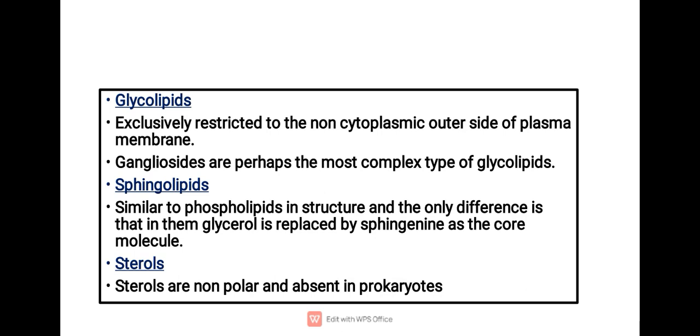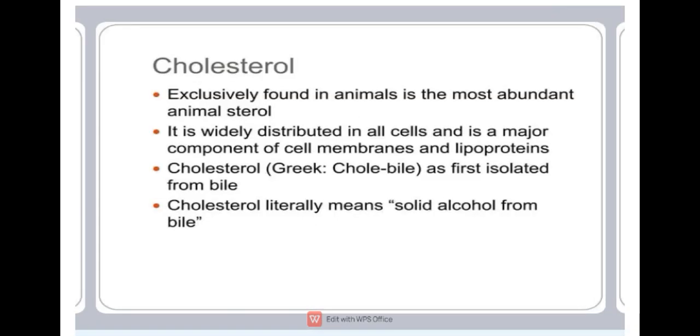When we learn about glycolipids, they are exclusively restricted to the non-cytoplasmic outer side of the plasma membrane. Gangliosides are perhaps the most complex type of glycolipids. Sphingolipids are similar to phospholipids in structure, and the only difference is that in them glycerol is replaced by sphingenin as a core molecule. Then there are sterols. Sterols are non-polar and absent in prokaryotes. Cholesterol is exclusively found in animals and is the most abundant animal sterol. It is widely distributed in all cells and is a major component of the cell membrane and lipoproteins.